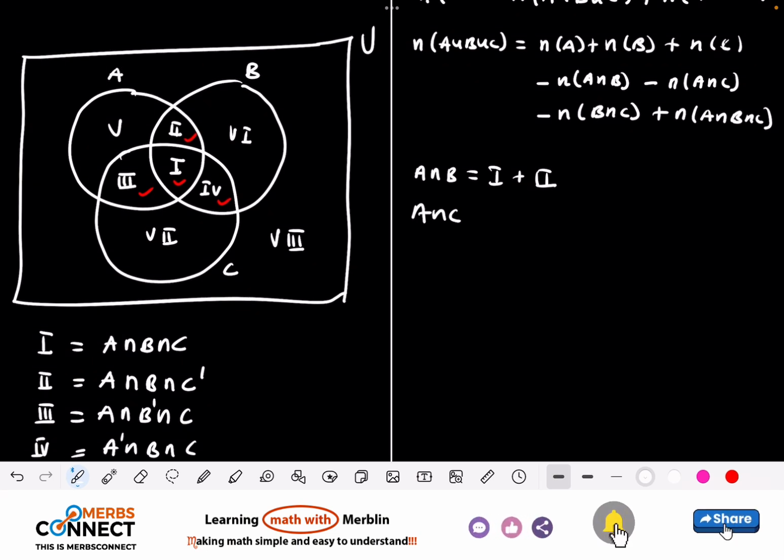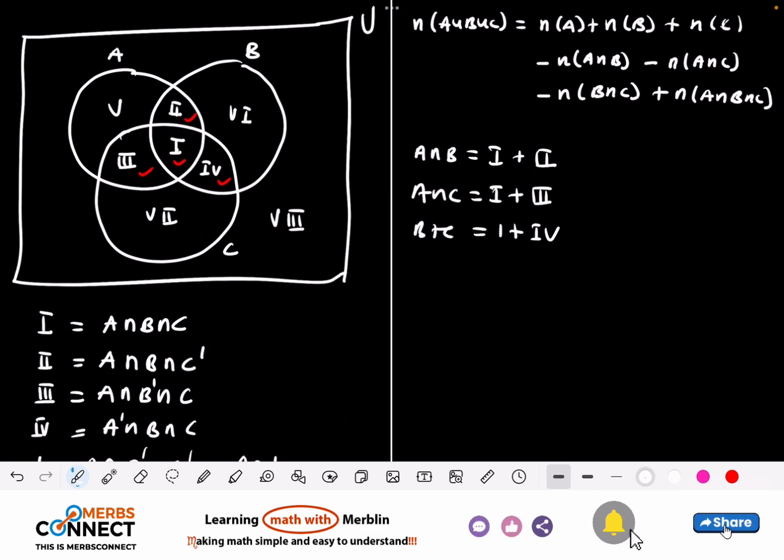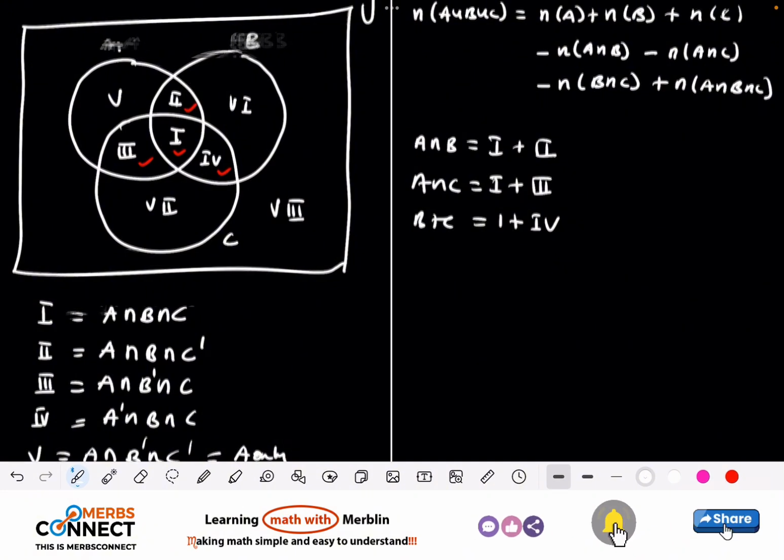What is A intersect C? A intersect C is the whole of this. This is where A intersect C. So that one we are going to have I plus III. Then B intersect C is B and C. Okay, B and C will be here. So that one will be II plus IV. Right. Then, can you talk about anything again?